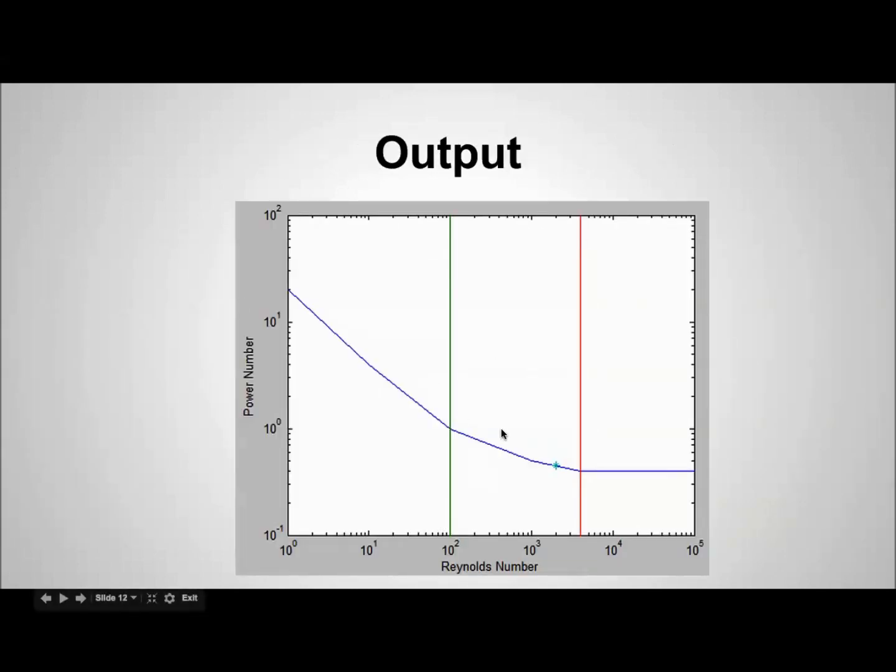And so this graph just shows that after the user inputs their Reynolds number, it outputs this graph that shows where their power number is. And this is for the user's verification that what they're entering is indeed the correct power number.